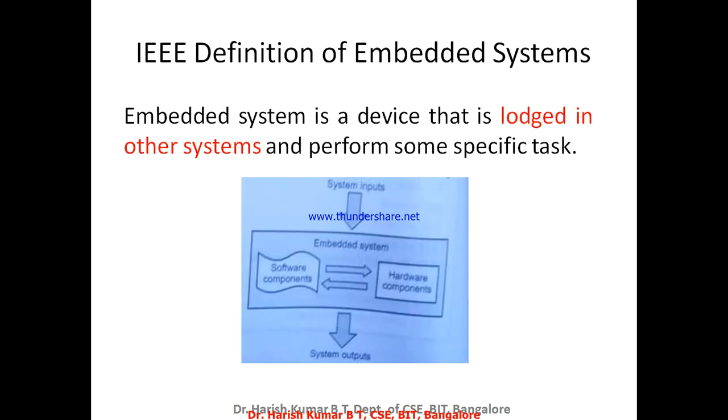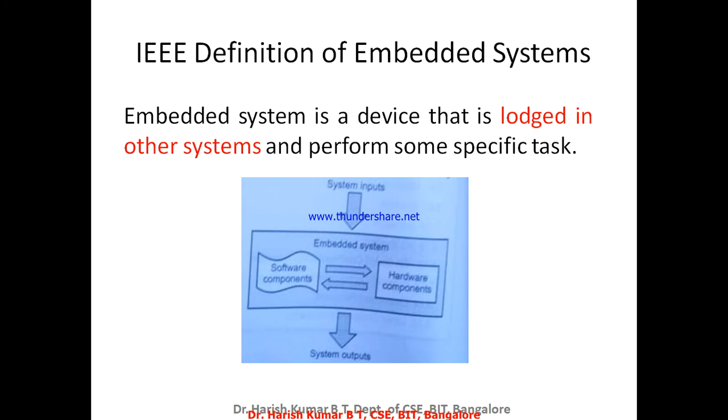So now we understood the definition of the system, and later you understood the definition of an embedded system. An embedded system is an electronic or electromechanical system designed to perform a specific task using the combination of both the hardware and the firmware. Now we'll see how IEEE defines the embedded system.